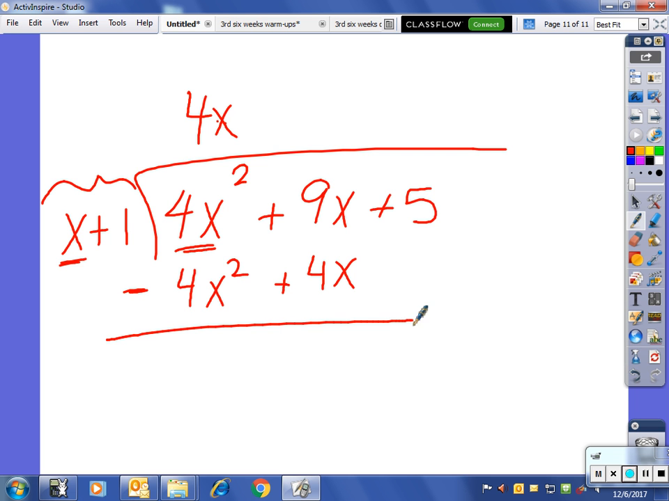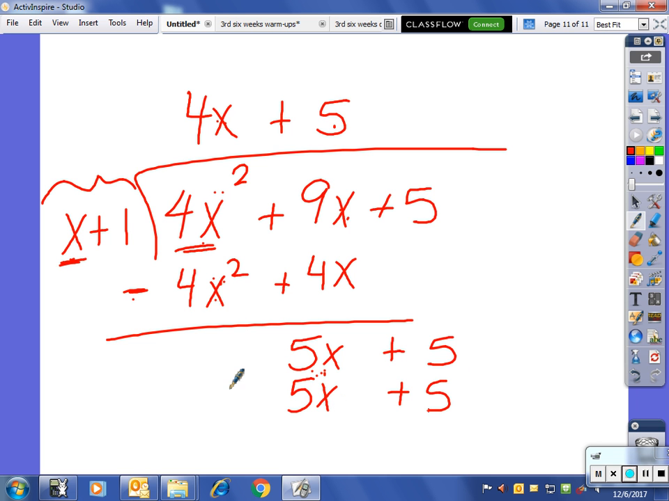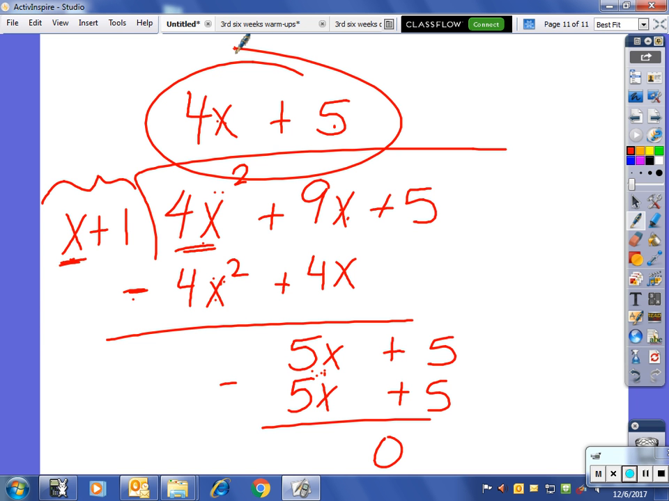Now I subtract. You don't want any x squareds left, so the x squareds cancel out. We did that on purpose. But what's 9x minus 4x? 5x. What do I bring down? The plus 5. What do you multiply an x by to make it a 5x? Yeah, x goes into 5x positive 5 times. Now multiply 5 by the whole x plus 1, and guess what you get? 5x plus 5. What's my remainder? Nothing. That's my answer right there.